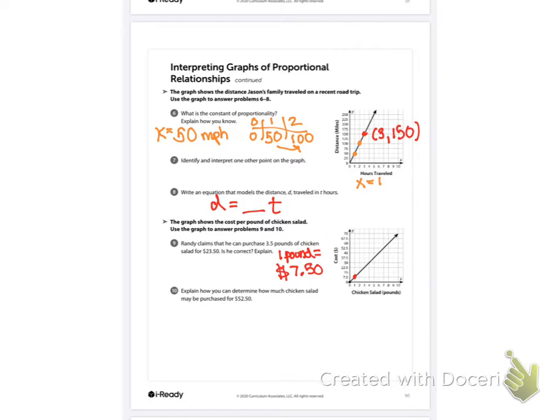Once we know that, we can figure out if Randy is right. He thinks he can buy 3.5 pounds for $23.50. Is he correct? Think about that. Draw a table, draw a number line, see if he's correct.